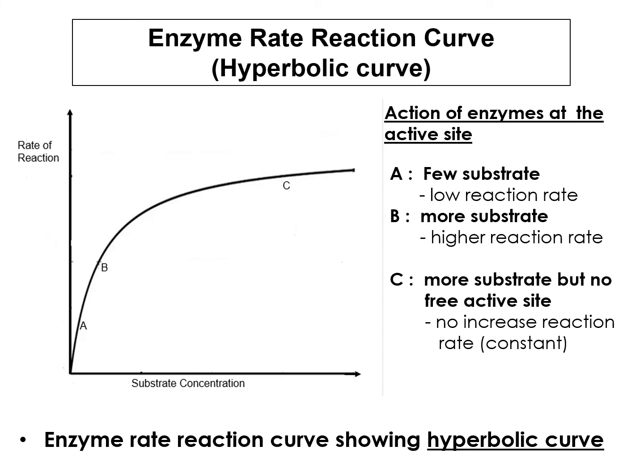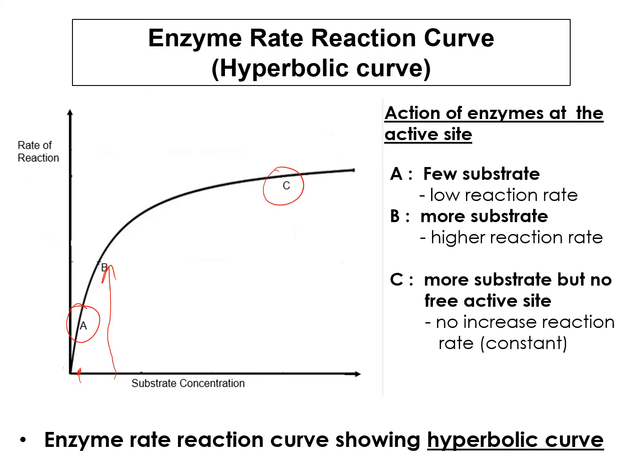This graph shows an enzyme rate reaction, a hyperbolic curve. Right, at point A here, there is only a few substrate, so the rate of reaction is low. And then B, it can have more substrate here. This is low substrate concentration. This has higher substrate concentration. So more substrate means higher rate of reaction.